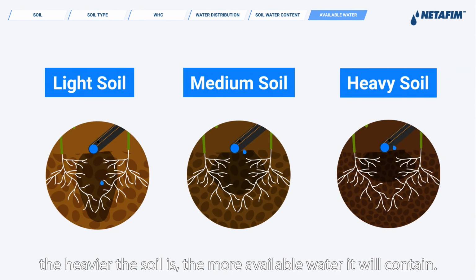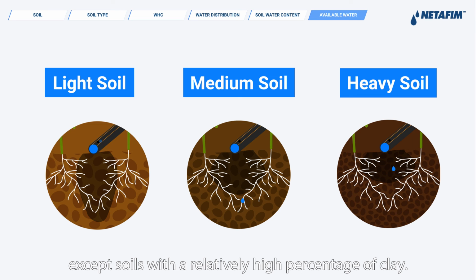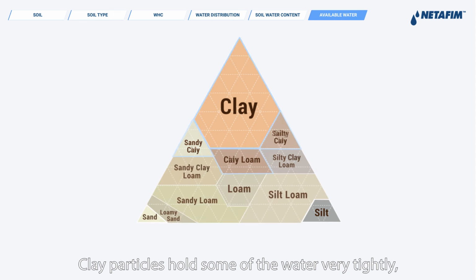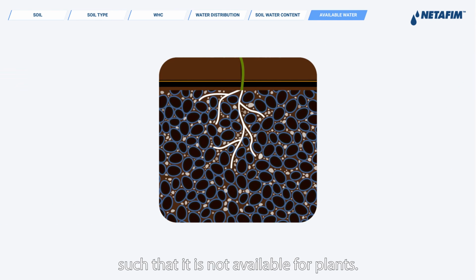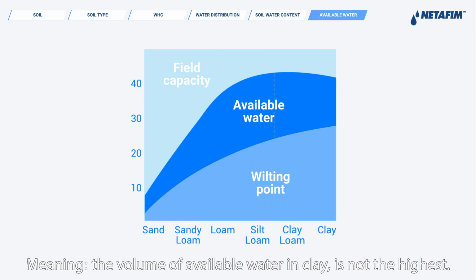As we learned, the heavier the soil is, the more available water it will contain. This is correct for all soil types, except soils with a relatively high percentage of clay. Clay particles hold some of the water very tightly, such that it is not available for plants, meaning the volume of available water in clay is not the highest.